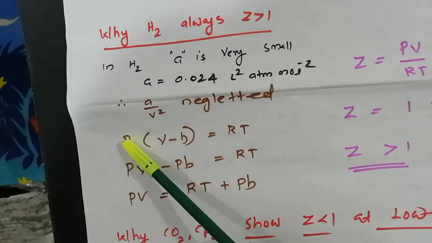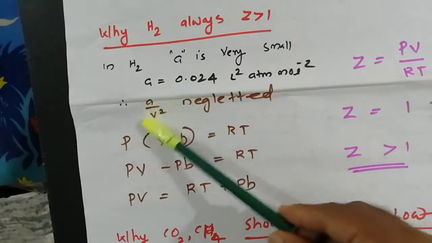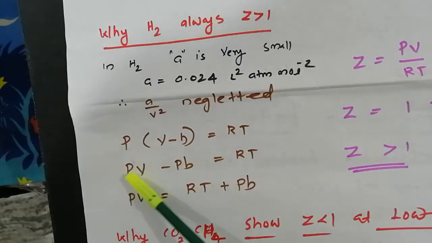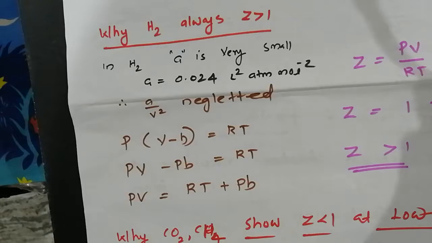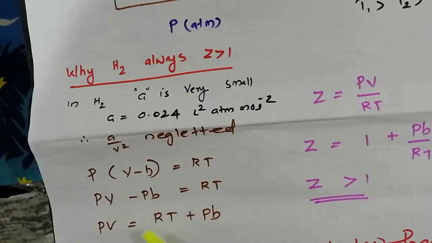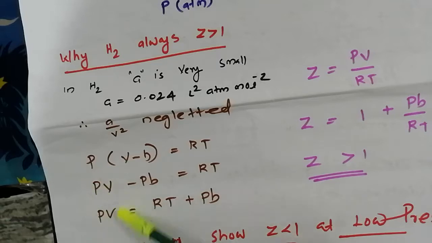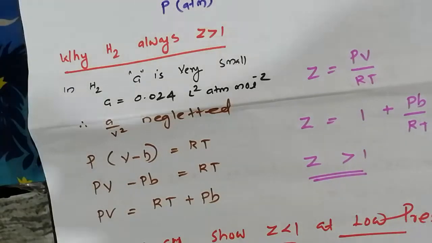Therefore, the equation will be P plus A by V square, into V minus b, with A by V square neglected, is equal to RT. Therefore, PV minus Pb is equal to RT, or PV is equal to RT plus Pb. What is Z? Z is equal to PV by RT. Therefore, in this equation, we have to divide by RT here, here RT, here RT. Therefore, Z is equal to 1 plus Pb by RT. In this equation, you have divided by RT. Therefore, this term becomes Z, RT by RT is 1, plus Pb by RT. Look at here. In this case, Z is always greater than 1.